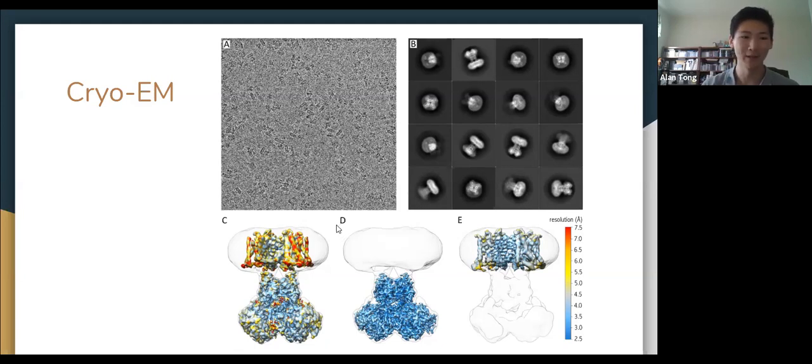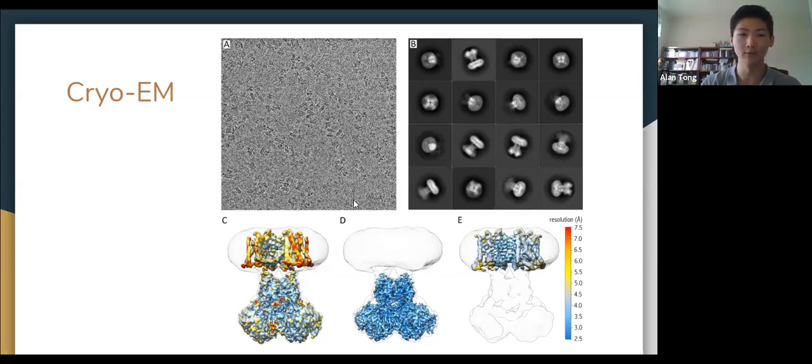Good question. In cryo-EM, are the proteins denatured? No, hopefully not, because if they were denatured, you wouldn't be able to solve their structure. The idea is you flash freeze it, and if you freeze it super, super fast, it won't lose its shape. That's the hope, at least.